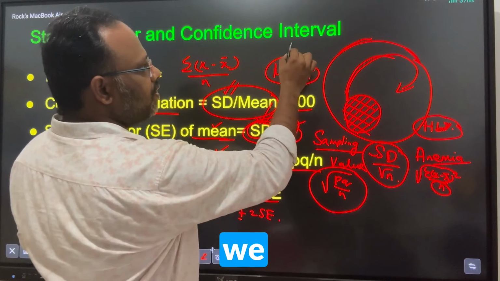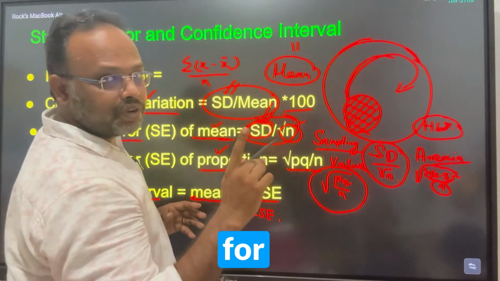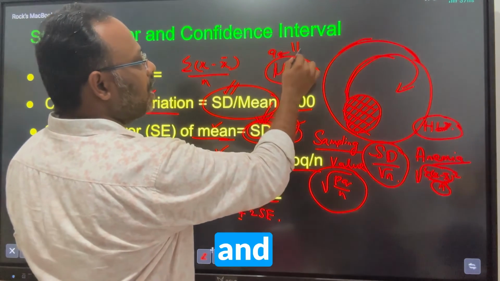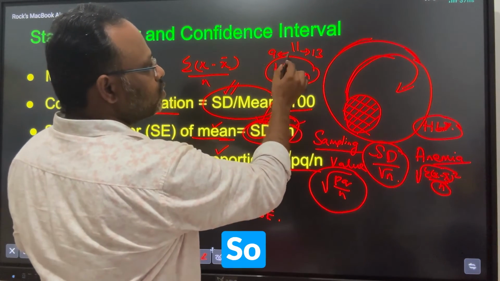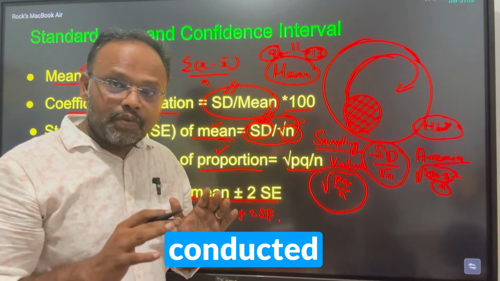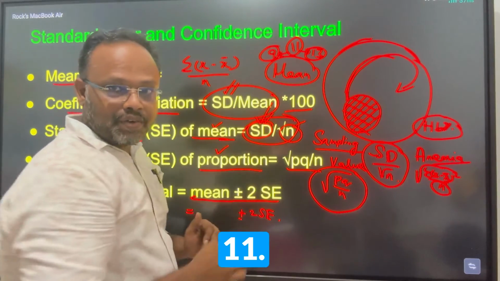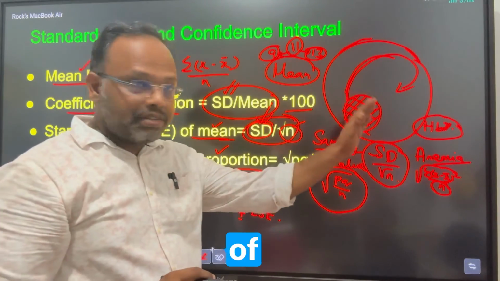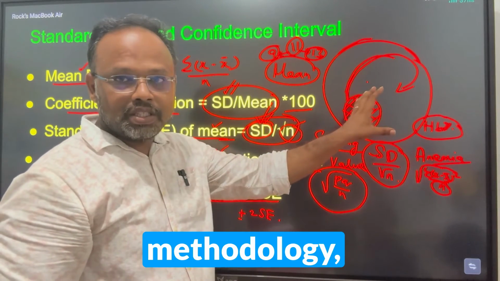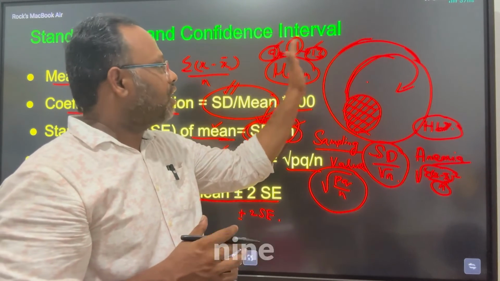Suppose we calculate the mean as 11, and suppose the standard error is 1 for your study, then we can say it is 9 on this side and plus 2 on that side will be 13. So we can say, in my study I have conducted this sampling and I have got the mean value as 11. If you make a different sampling in this study population and you repeat the same methodology, 95% of the times the true value lies between 9 to 13.